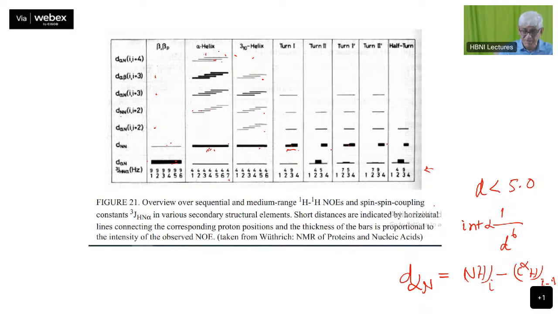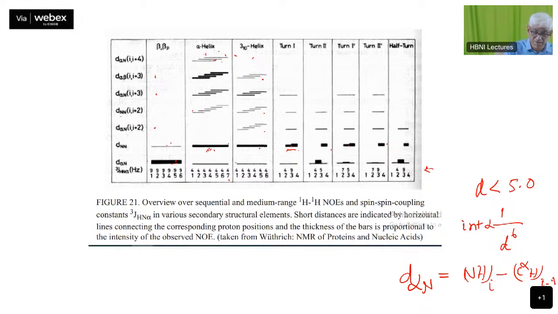And there are also coupling constants. Which coupling constants do we have? Typically, we have the HN alpha coupling constant, the 3J coupling constant from the NH proton to the C alpha proton. In beta sheets, this coupling constant is very large, about 9 Hertz. Therefore you will see these peaks very strong in double quantum filtered COSY or COSY spectra. Those depend on the coupling constant.